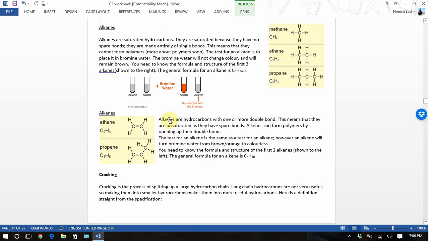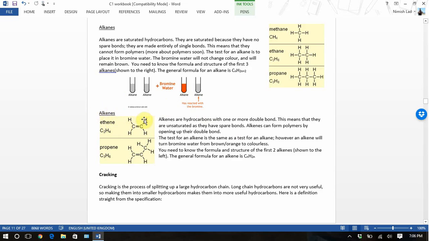Again, it's the same test as before. You're adding bromine water to it, but this time, instead of staying brown, it will go colourless. You need to know the structure of the first two alkenes. That's shown to the left over here. The general formula is CnH2n. So how many carbons, you times that by 2, that's how many hydrogens you have.